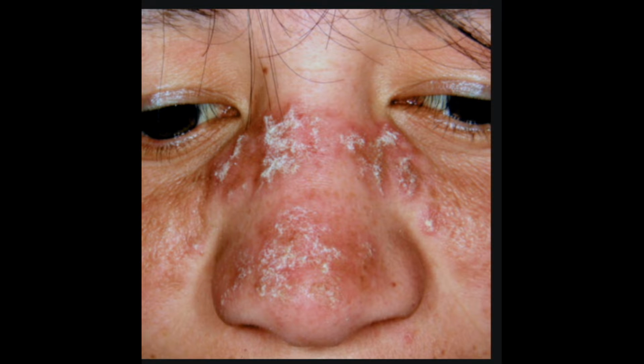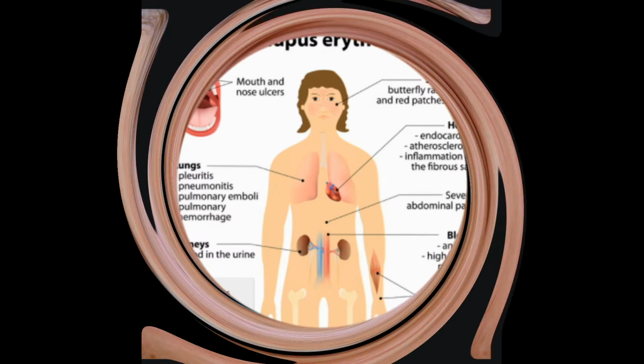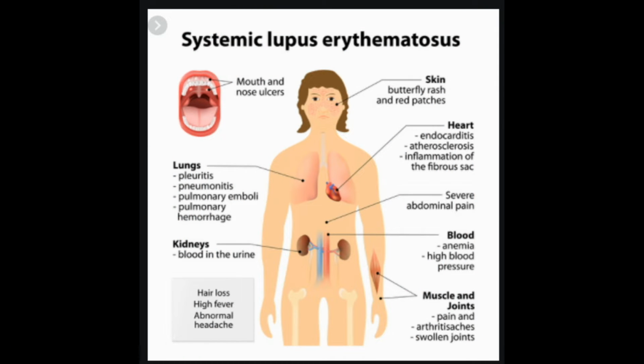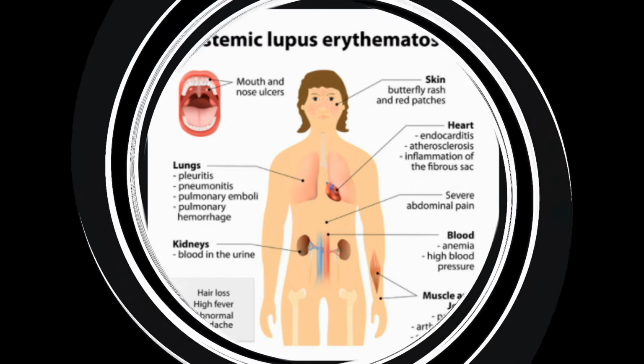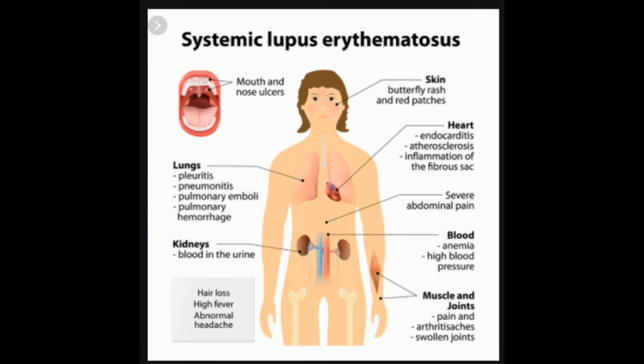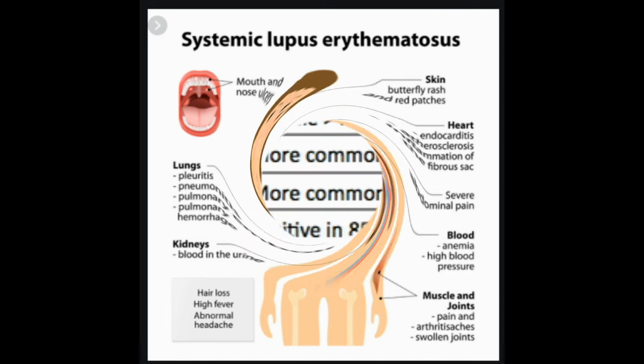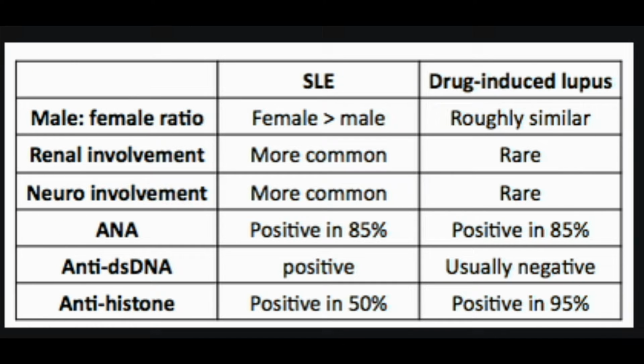Systemic lupus erythematosus, SLE, is the most common type of lupus. SLE is an autoimmune disease in which the immune system attacks its own tissues, causing widespread inflammation and tissue damage in the affected organs. It can affect the joints, skin, brain, lungs, kidneys, and blood vessels.